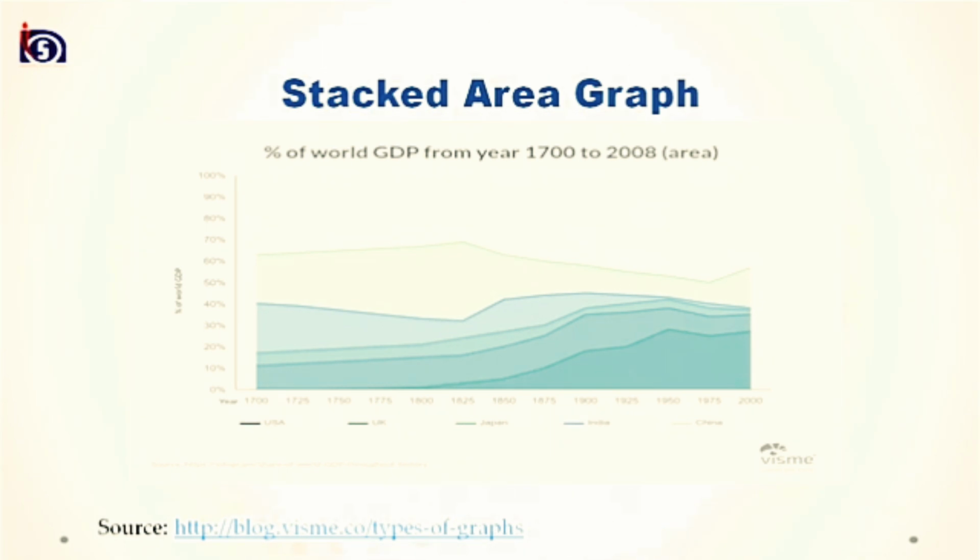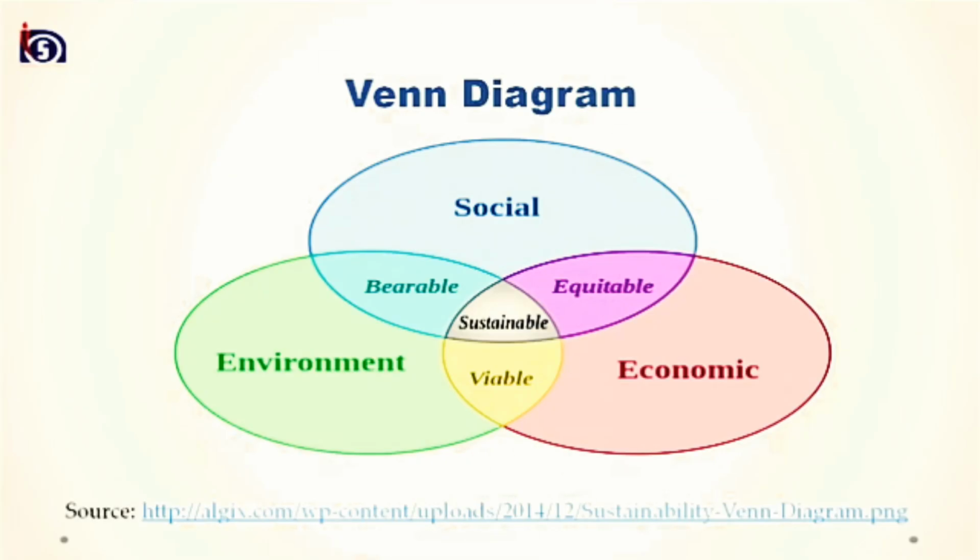Then we are having stacked area graph, in which different line graphs have been combined to show the percentage of world GDP from year 1700 to 2008, and the area is representing the same. Then we are having Venn diagram, which is showing the concept of sustainable development. Sustainable development is a combination of social, economic and environmental development combined together.